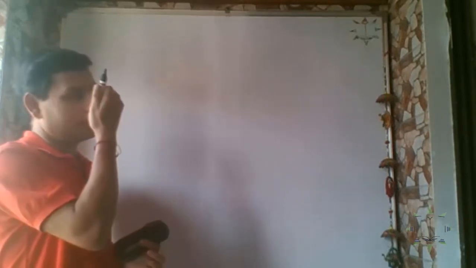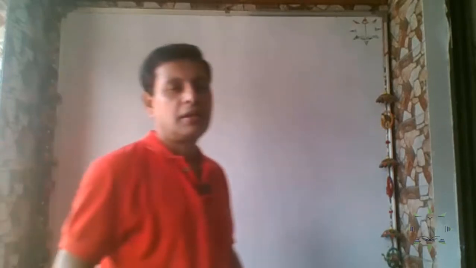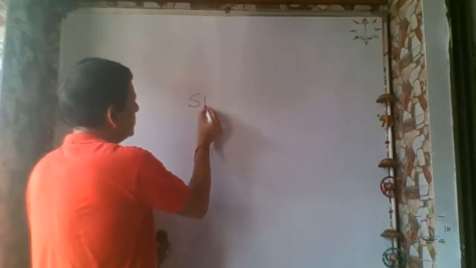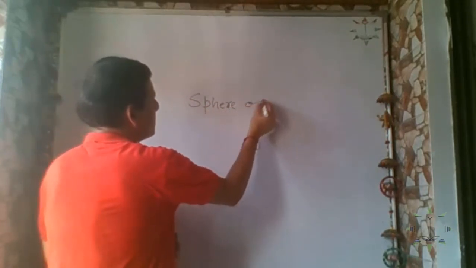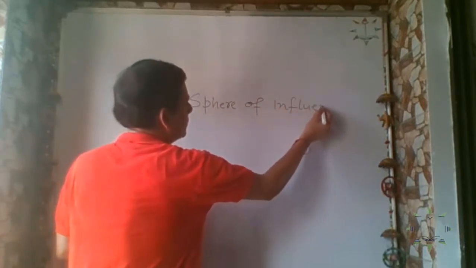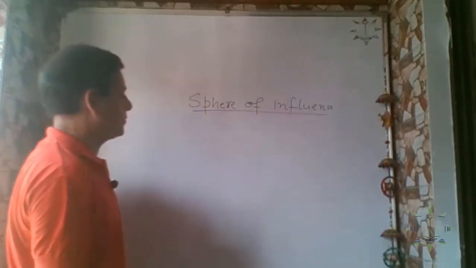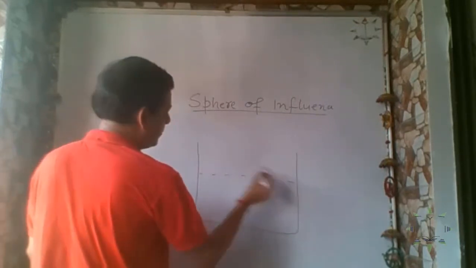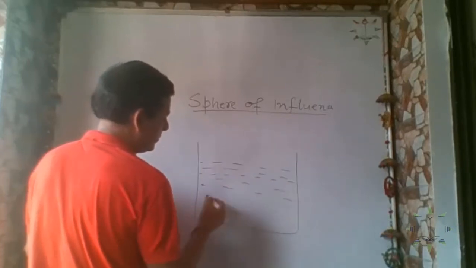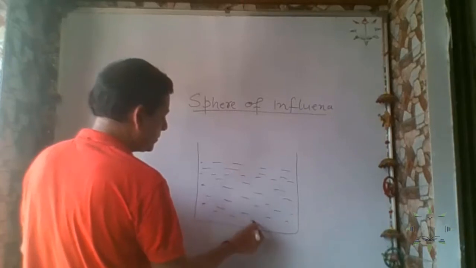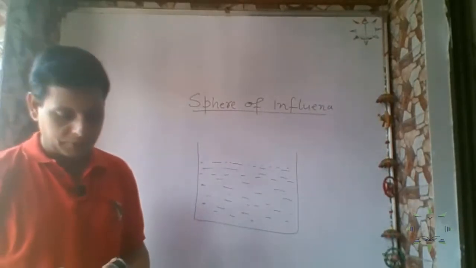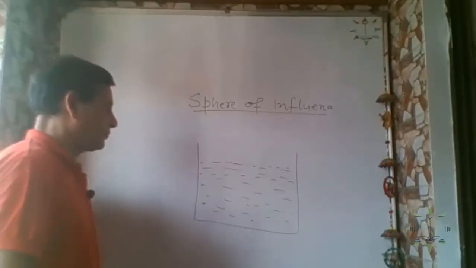Okay. Now we will study the next topic, that is sphere of influence. So we will discuss about sphere of influence. What is this? What is the sphere of influence? Suppose let us take a beaker, a container containing water or any liquid. Now here inside, well below the free surface, this is free surface. What is free surface? The surface in contact with air is called the free surface. So let us take a molecule well below the free surface.